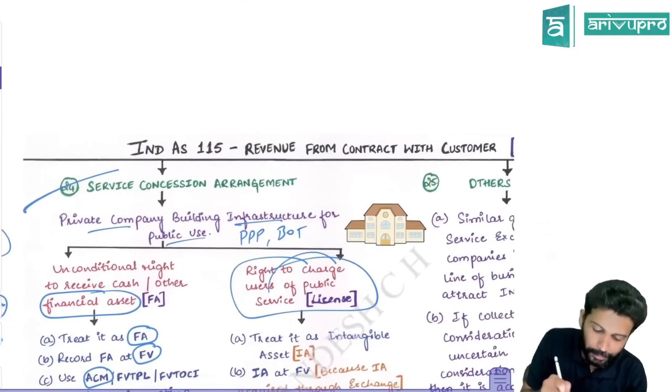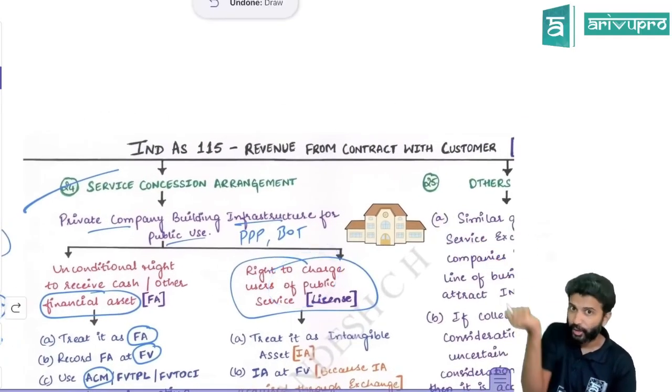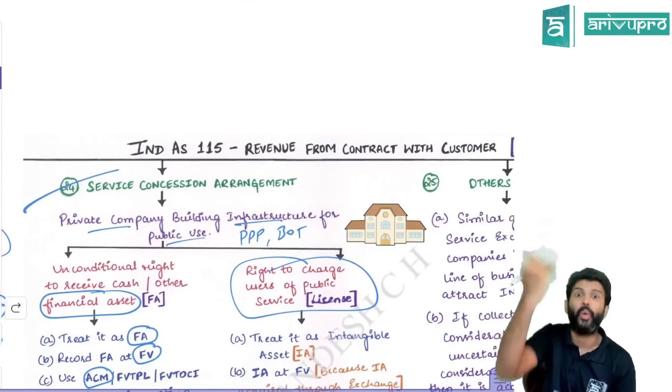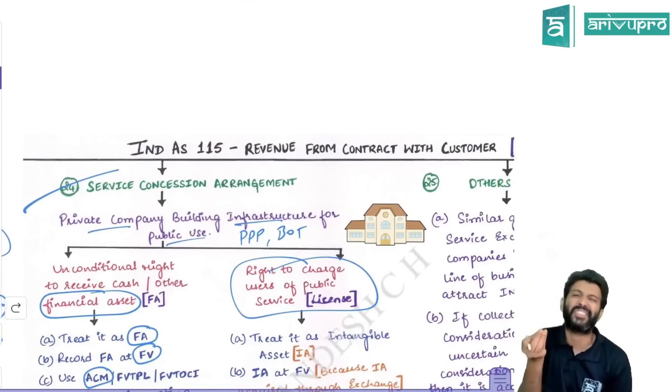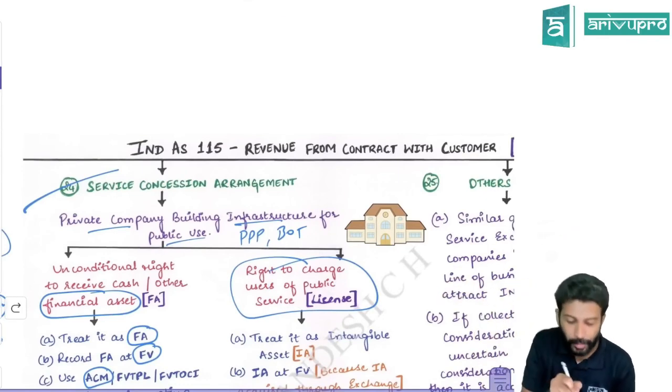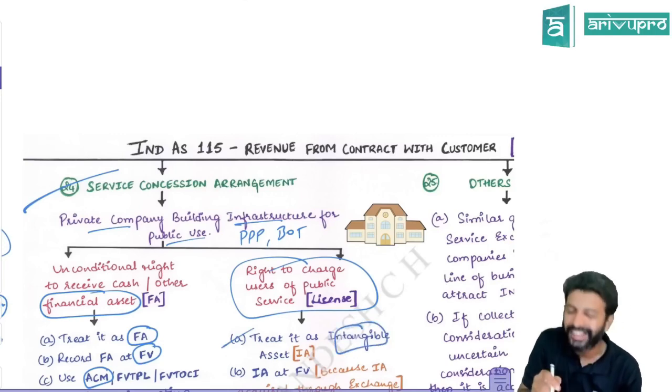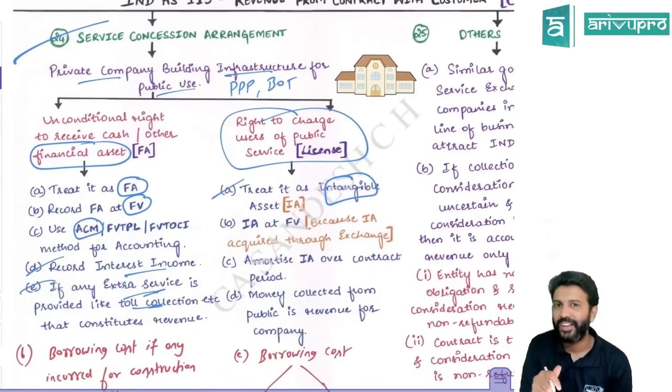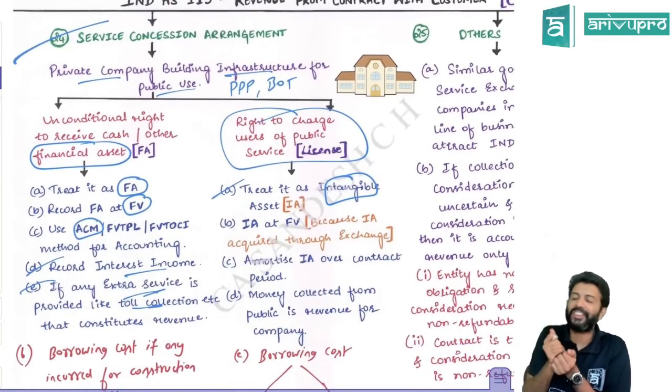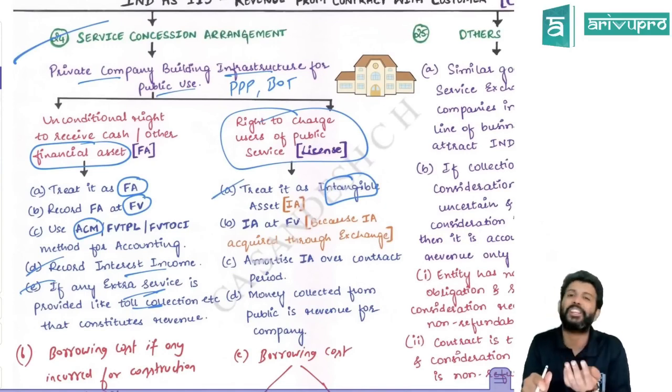Now, if you check this company, do they have a contractual right to receive any cash from the government? No. What did they receive from the government? A license to collect toll. So that means this license will be recorded as an intangible asset. Because they're not getting any money. They got a right, a license to collect. So that license will be recorded as an intangible asset.